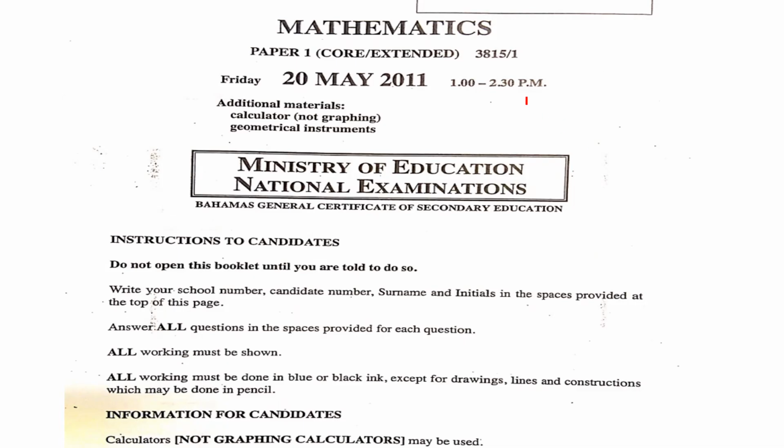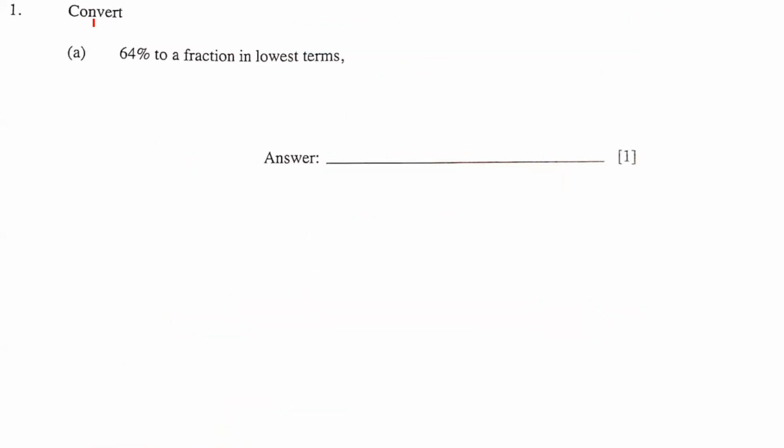In this video, we'll be considering a BGCSE past examination. This is taken from 2011, and this is a Mathematics BGCSE Paper 1 past exam. Let's consider question number 1. Question number 1 says, convert 64% to a fraction in lowest terms.